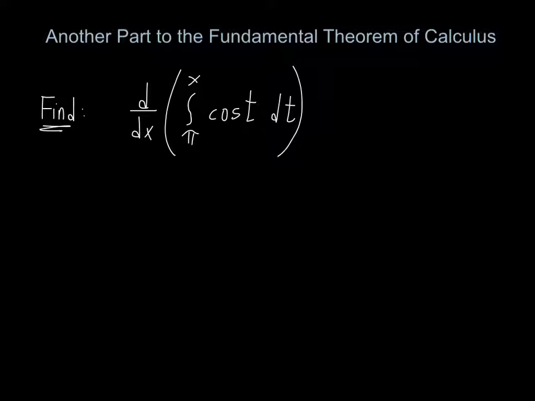Okay, we're going to look at another part to the fundamental theorem of calculus. To introduce this, suppose we're looking to find the derivative of this integral that we see. It's a definite integral. It has bounds from pi to x, and then we see cosine of t dt. Now, first of all, notice how these variables match, and then notice how these variables match.